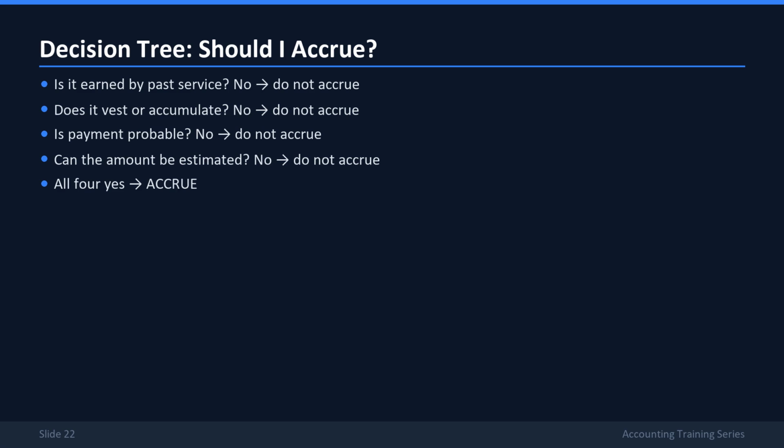Apply this decision tree at every period end for each absence type. Ask first whether the benefit is earned by past service. If not, stop and do not accrue. Ask whether the benefit vests or accumulates. If not, stop. Ask whether payment is probable. If not, stop. Ask whether the amount can be reasonably estimated. If not, disclose a contingency under ASC 450 but do not accrue. Only when all 4 questions are answered yes should a liability be recorded. This 4-question test is the most practical tool in ASC 710 compliance.